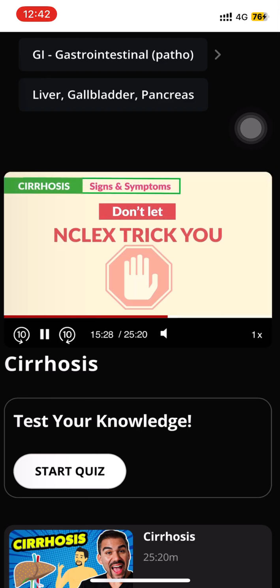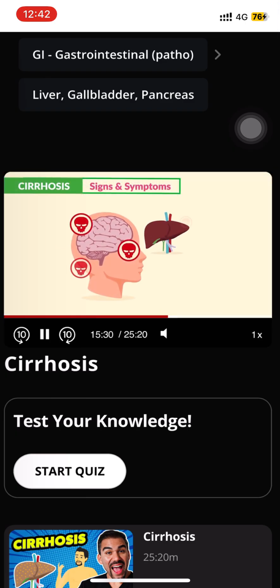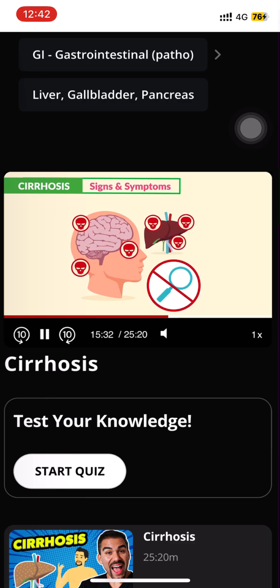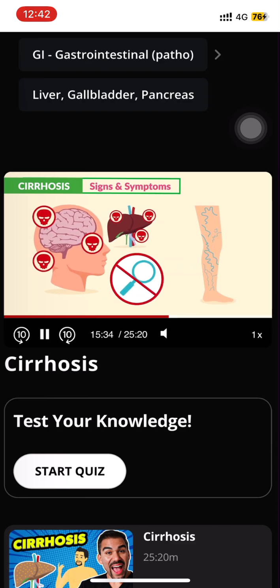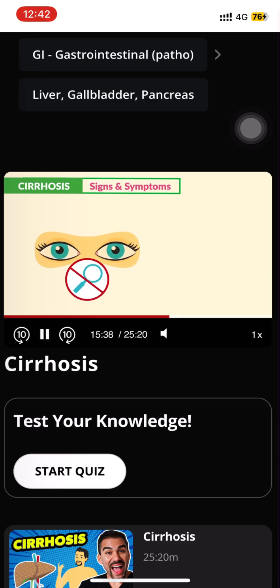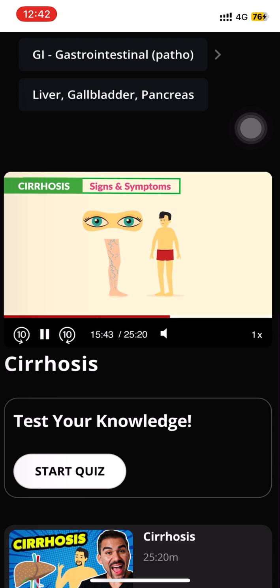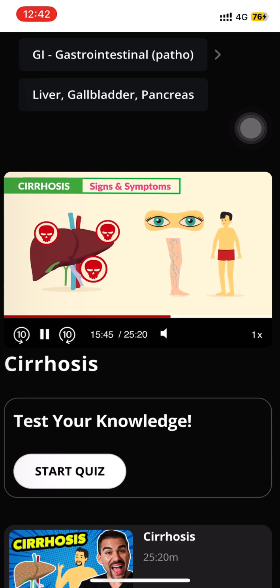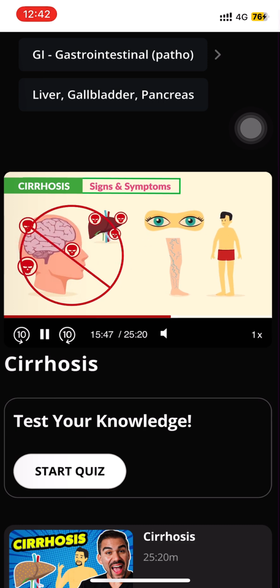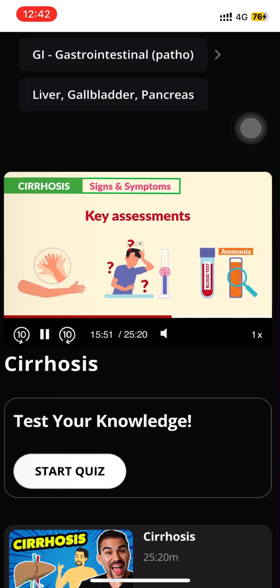Now, don't let the NCLEX trick you here. For hepatic encephalopathy, we are not assessing the skin for thinning blood vessels, like spider veins. And we're not assessing the eyes or skin for jaundice, that yellow skin. These will typically be present with any client in liver failure, not specific to hepatic encephalopathy. So just make sure to know your key assessments for hepatic encephalopathy.